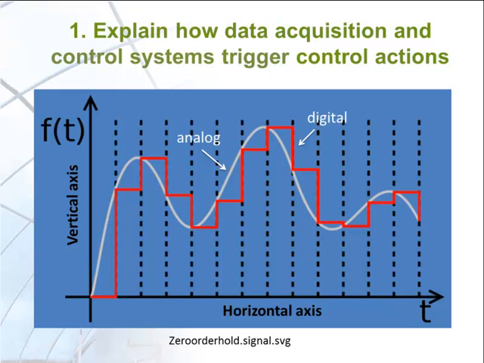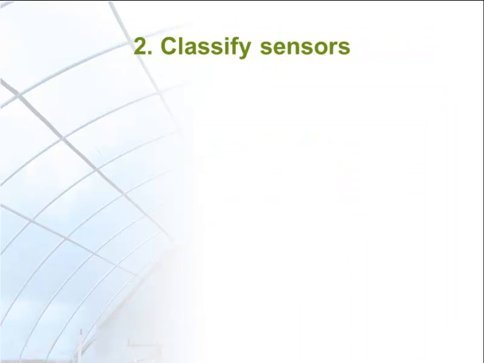For digital greenhouse environmental controllers, analog sensor outputs are first digitized using analog to digital converters before the sensor data is processed for decision making or stored. Next, we'll talk about different types of sensors.